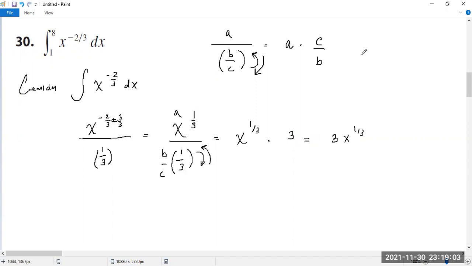Now remember that x to the 1/2 is the same thing as the square root of x. So x to the 1/3 is actually the cube root of x. The 2 comes here implicitly, so in this case, the 3 would come here implicitly. And so we have 3 times the cube root of x plus c. That's our integral. But remember that we're evaluating this at 8 and 1.